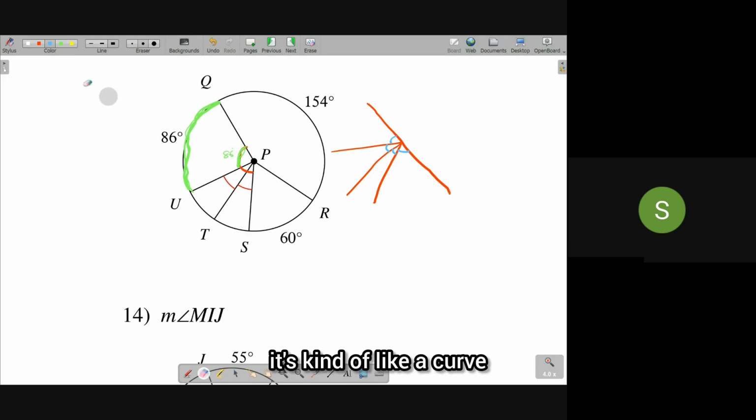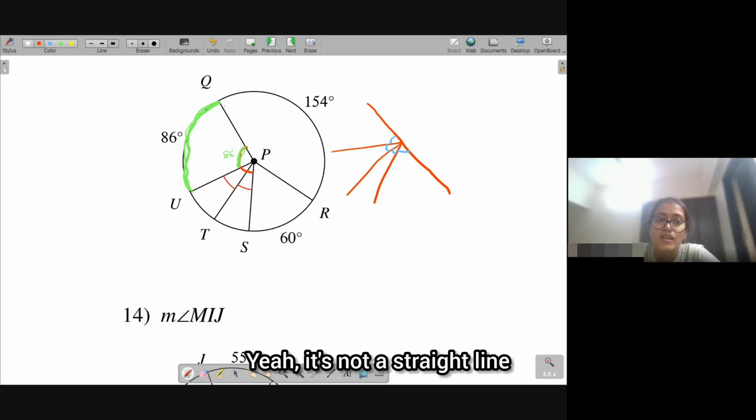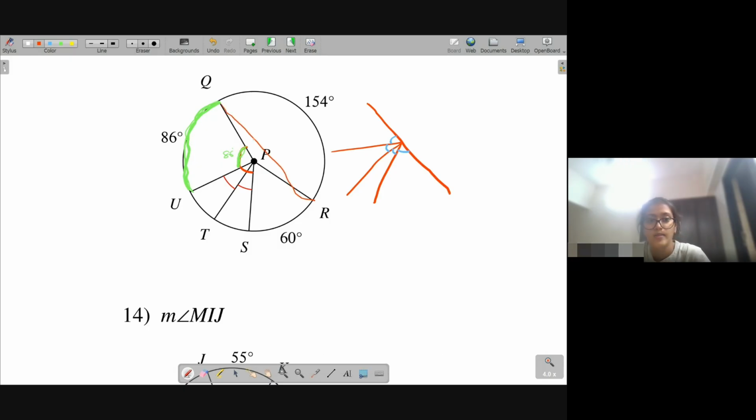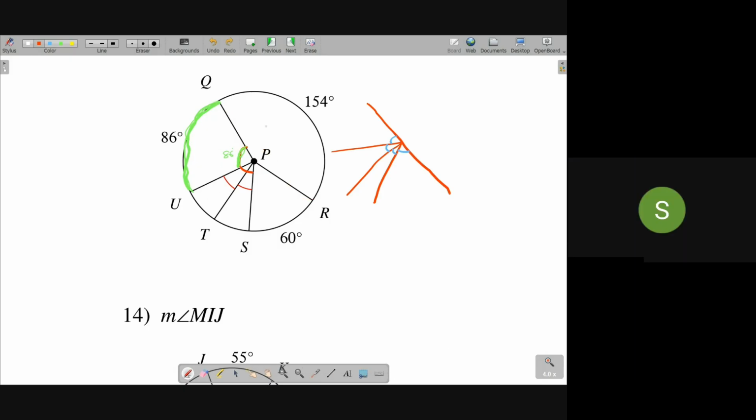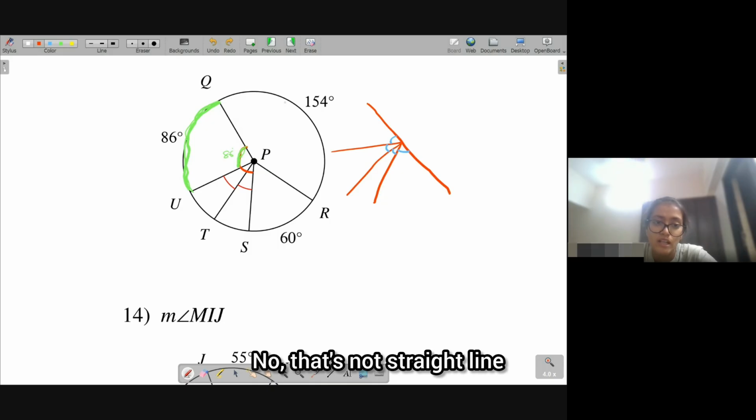It's not just a straight line. It's kind of curved. Are you saying from Q to R? No, from Q to S. No, that's not a straight line.